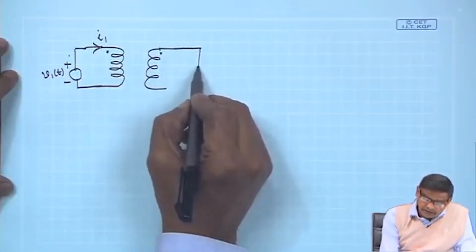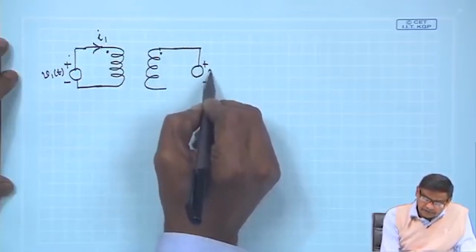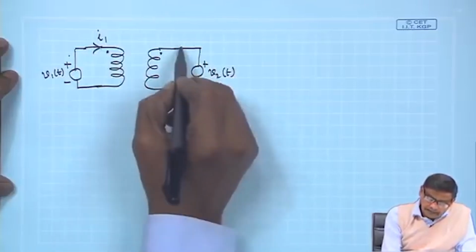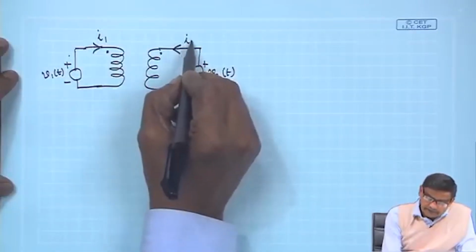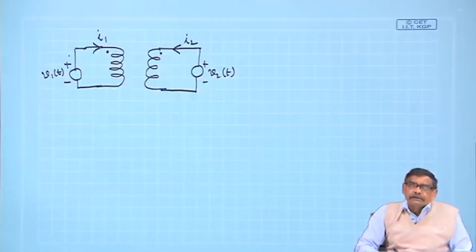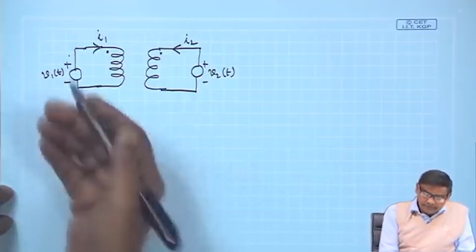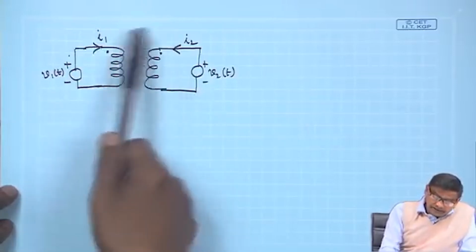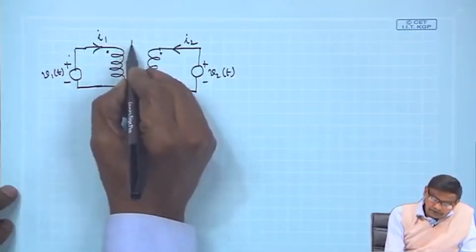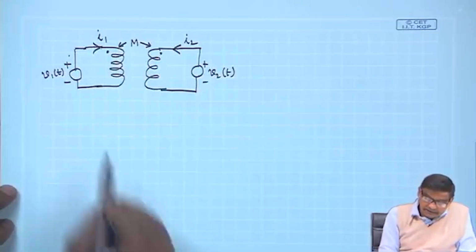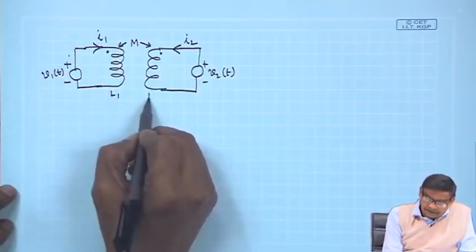Similarly, you imagine you have connected another source V2 here, and its current direction is like this. You can choose the current direction in whichever direction you please, but I have just assumed like that, I2. Now, you see in this system, these two coils are mutually coupled, having mutual inductance M and self inductances L1, L2.